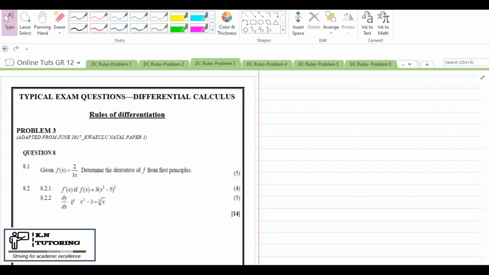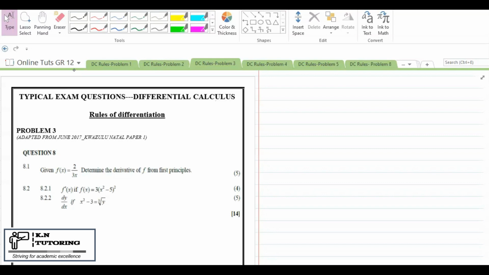Welcome back, grade 12s. We will now move to tutorial problem number 3. Remember, we are doing differential calculus, rules of differentiation. So far we've done 2 problems. I will now do tutorial problem number 3. This problem was adapted from June 2017 KwaZulu-Natal paper 1, and it was question 8.